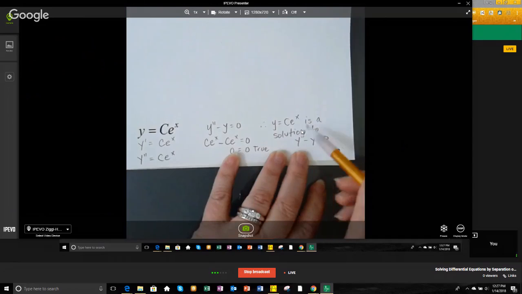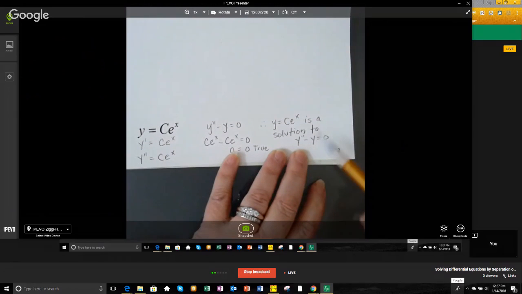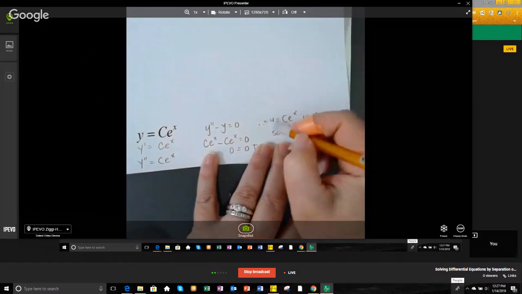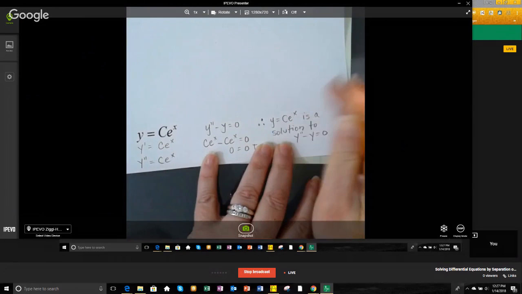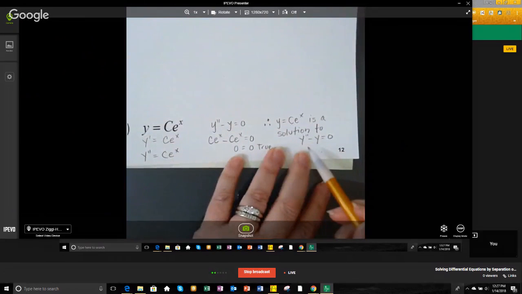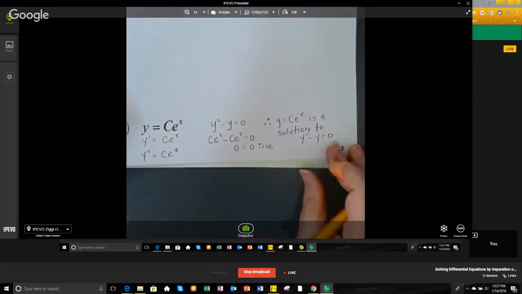Now, this is a second order differential equation because it has a second derivative in it. So any exponential, it looks like it's going to be, for all real numbers, a solution to the differential equation y double prime minus y equals 0. So you might see an equation like that.